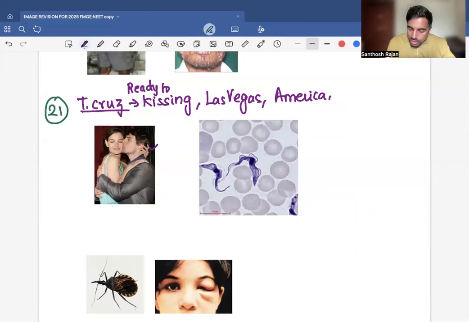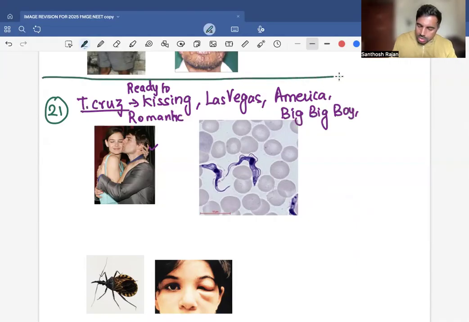He's muscular. Everything is big with him, he's a big boy. And one more thing: he's a romantic guy. He's kissing and romantic. I'm going to write kissing and romantic guy. Very simple. So every picture that comes here, you're going to write it. When I say Tom Cruise, the disease name is Trypanosoma. I'm going to put it right here. The disease name is Trypanosoma cruzi.